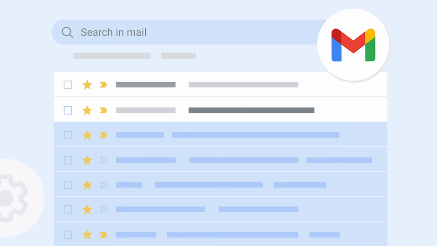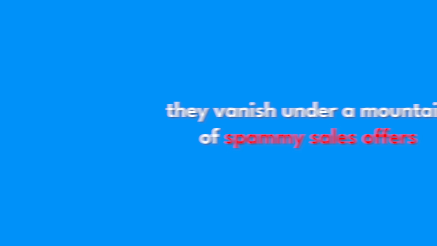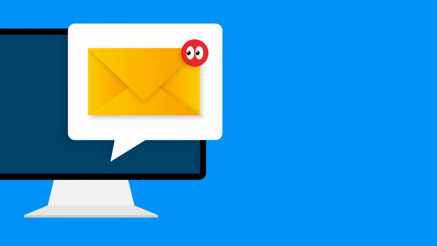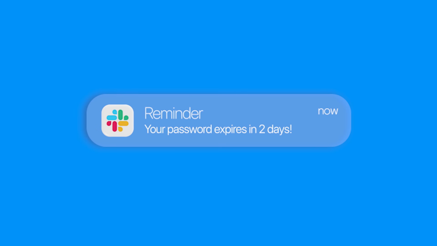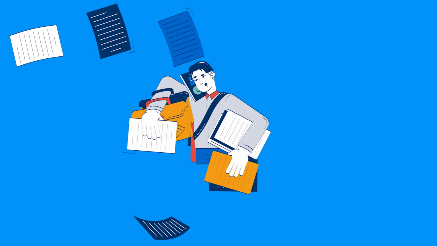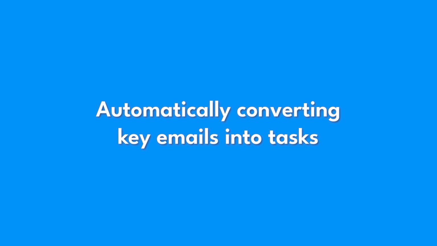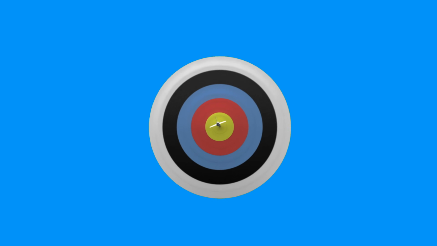Your inbox? It's basically a second job. Important emails don't just sit there neatly. They vanish under a mountain of spammy sales offers, random newsletters you swear you never subscribed to, and reminders that your password expires in 2 days, and somewhere in that mess is an actual important task. Dart uses AI to save you from inbox chaos by automatically converting key emails into tasks. No more copy-pasting, no more hunting down lost requests. Just focus on the work that actually matters.